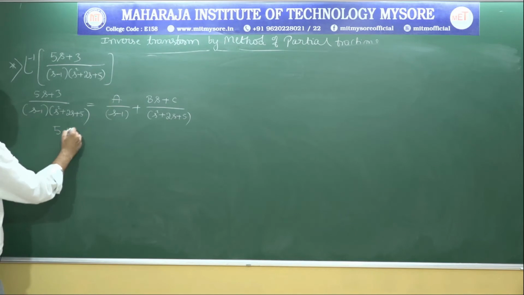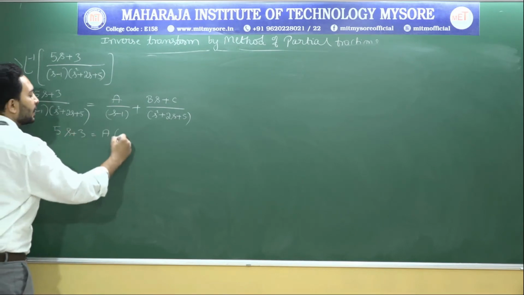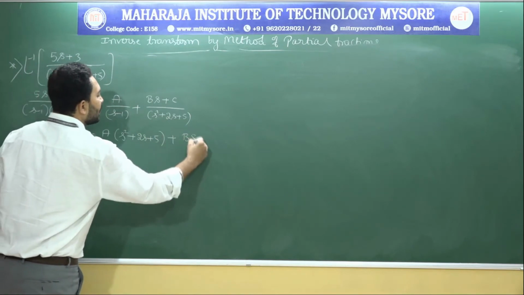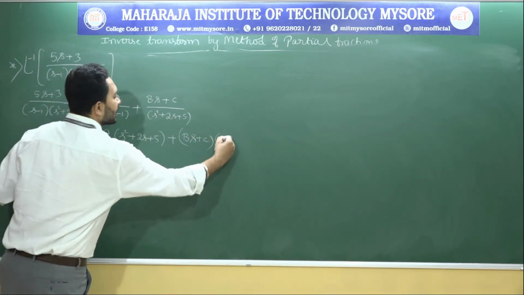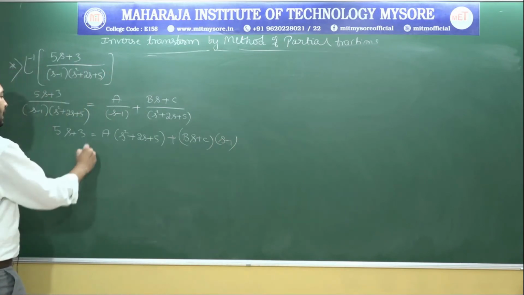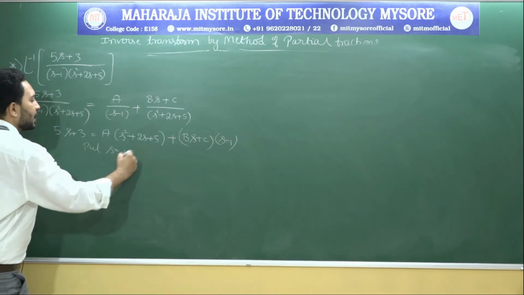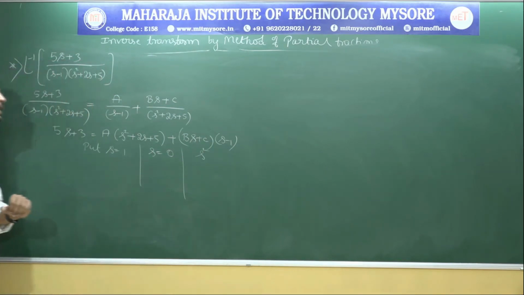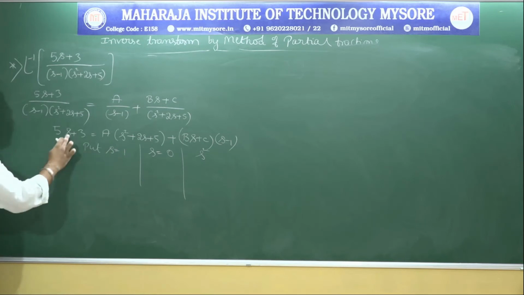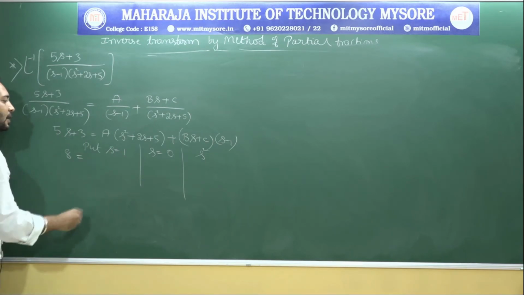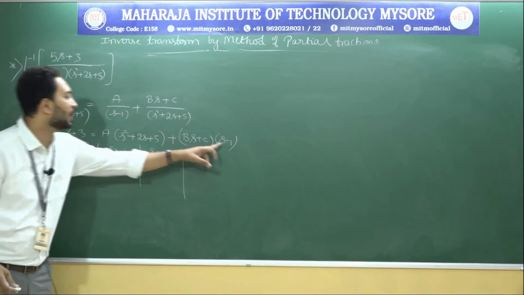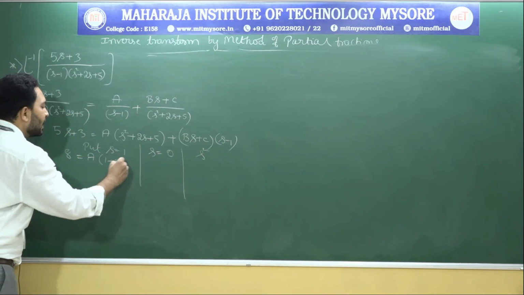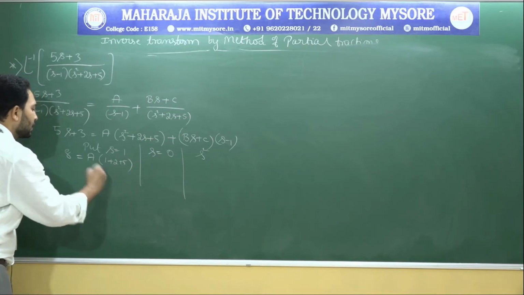So by simplification, 5s + 3 equals A into (s² + 2s + 5) plus (Bs + C) into (s − 1). To get A, B, C, put s equals 1, put s equals 0, and compare the highest coefficient, it is s². If I put s equals 1, so 5 plus 3, it is 8, equals A into (1 + 2 + 5), which is 8, so A equals 1.